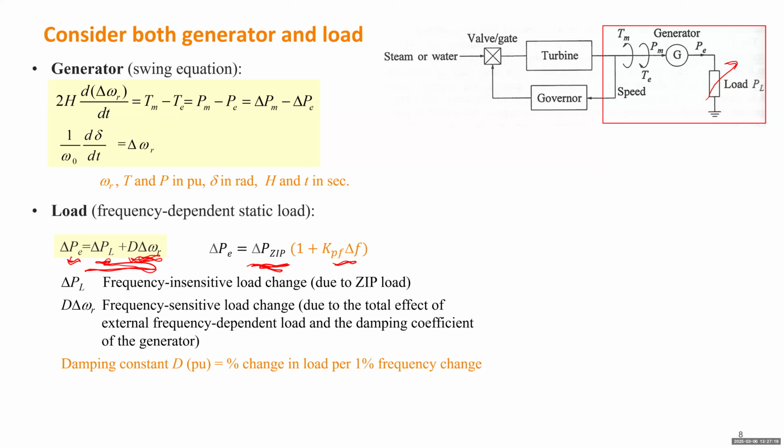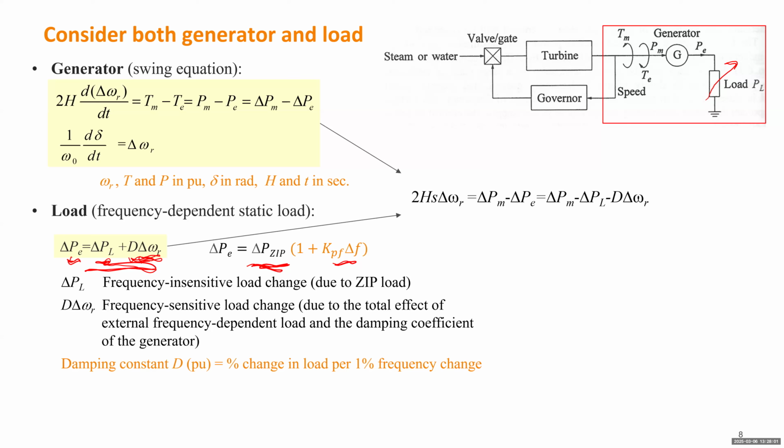So if the swing equation has per unit values on both sides, which means the delta omega r here is a per unit frequency, then D should not have any unit. D's meaning will be the percentage change in load for every 1% change of frequency. That's what D means, which means for the power and the frequency, you both take a per unit value, then you divide the per unit load change by the per unit frequency change. That will give you the D value. And D has no unit. It's just a number.